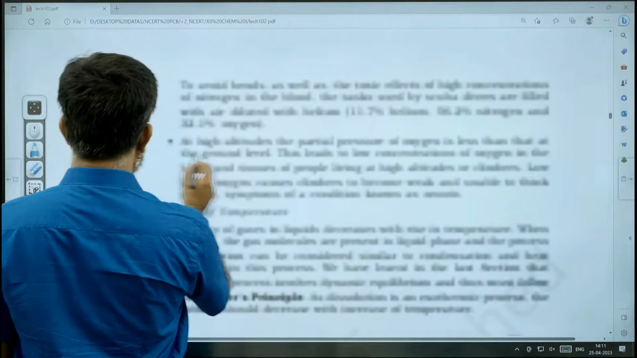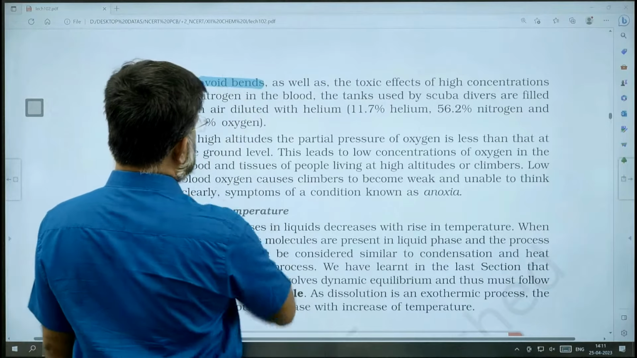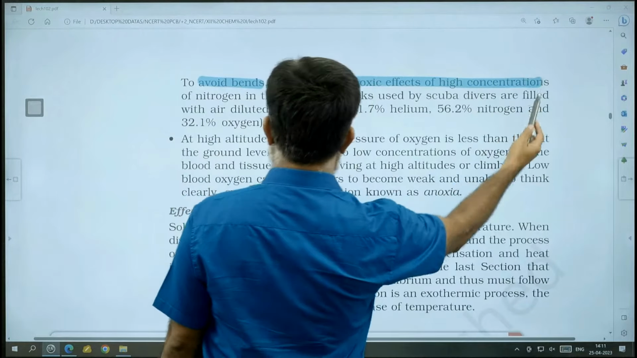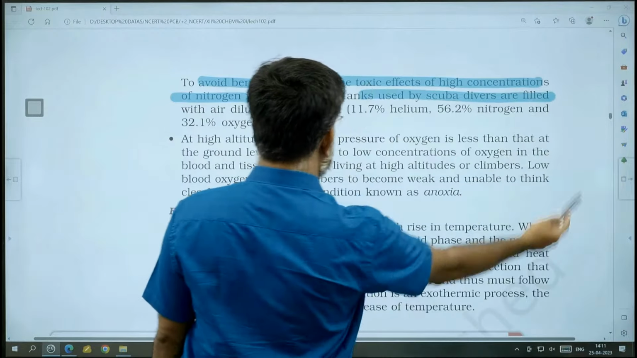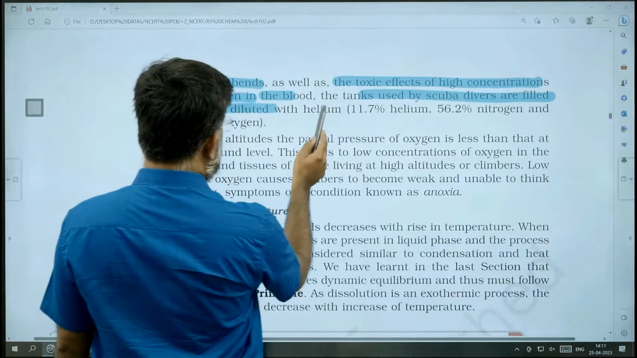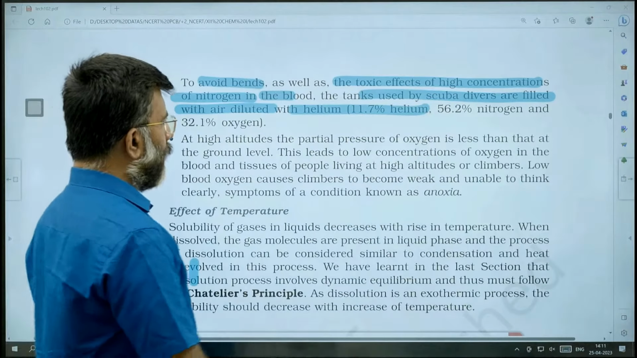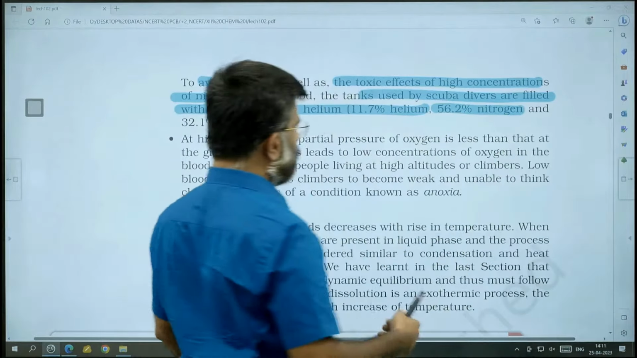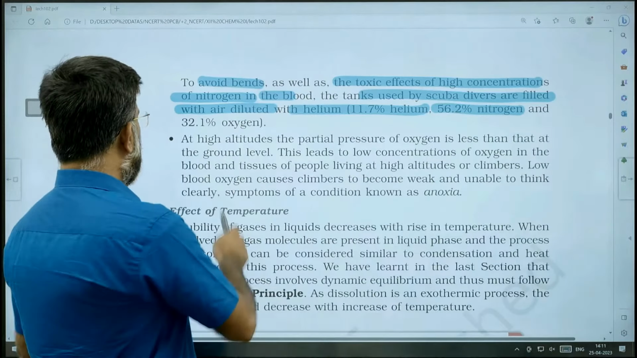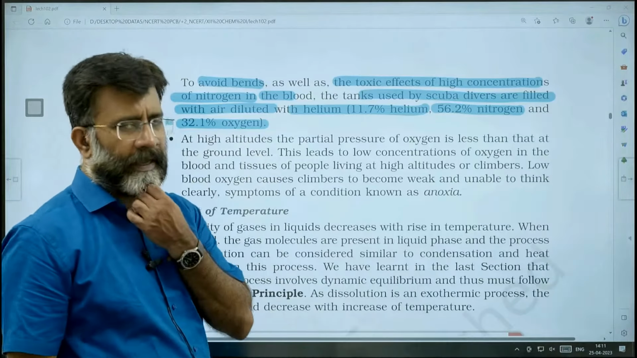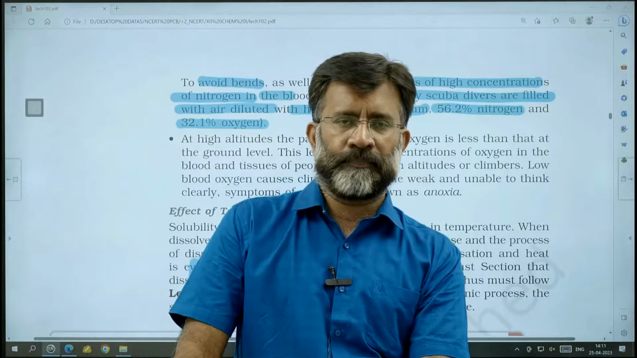It is sufficiently diluted with helium to avoid bends as well as the toxic effect of high concentration of nitrogen in the blood. The tanks used by scuba divers are filled with air diluted with helium, 11.7% helium, and the percentage of nitrogen, which is in the range of 70, we reduce to 56.2, and oxygen 32%. That way we maintain. So we dilute with helium.